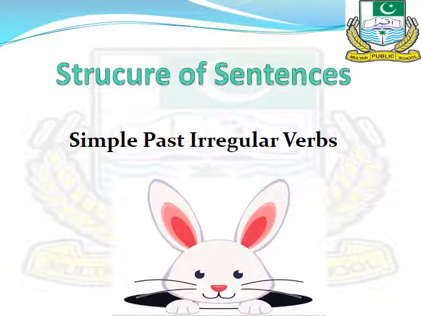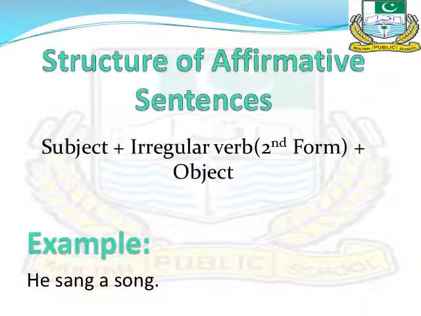Now we will discuss the structure of sentences of simple past irregular verbs. First, we will discuss the structure of affirmative sentences. We will take subject, then irregular verb, which is in the second form, and then object. Example: he sang a song.